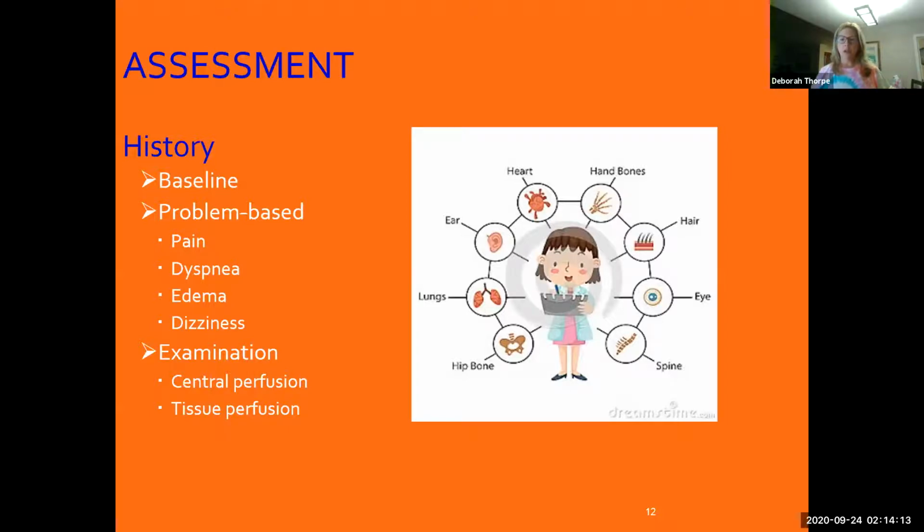Tissue perfusion is assessed by looking at the lower extremities. The nurse may notice that there's less hair on the legs and the skin is pale. On inspection with palpation, it may be cool. You may not feel dorsalis pedis or posterior tibial pulses. And these would be people who have slow capillary fill time, so greater than 3 seconds.